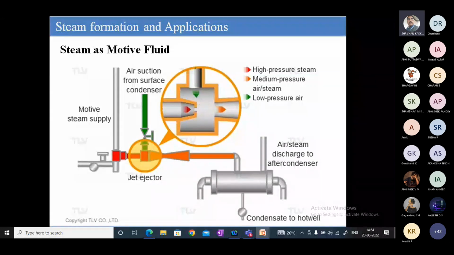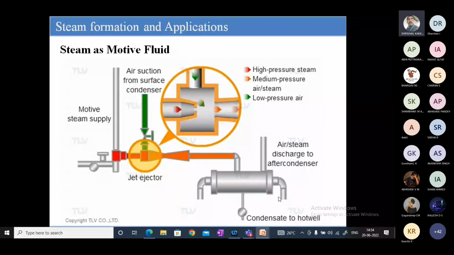In some other cases, the substance or fluid which is going through the tubes will be below atmospheric pressure, so a vacuum will be created inside. To avoid this, the low pressure air going to the point of application will be mixed with high pressure steam, and the outgoing mixture will be a medium pressure air and steam. Once it has performed the work, we are going to condense the steam. This is steam as a motive fluid.